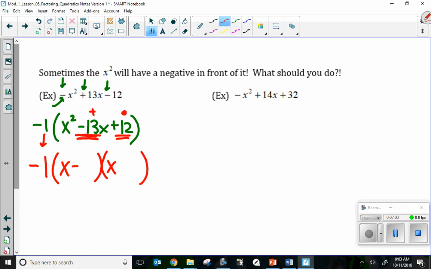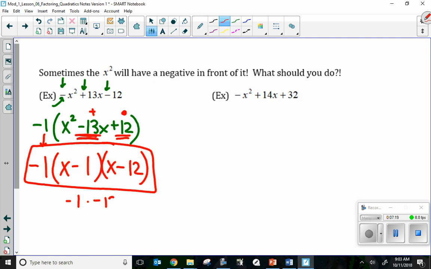Well, I can multiply a negative times a negative. Won't that get me a positive? It sure will. So what multiplies to 12 that adds to 13? 1 times 12. And there you go. If you want to check that, negative 1 times negative 12, well, that's a positive 12. Good, that works. Negative 1 plus negative 12, well, that's negative 13. That works.